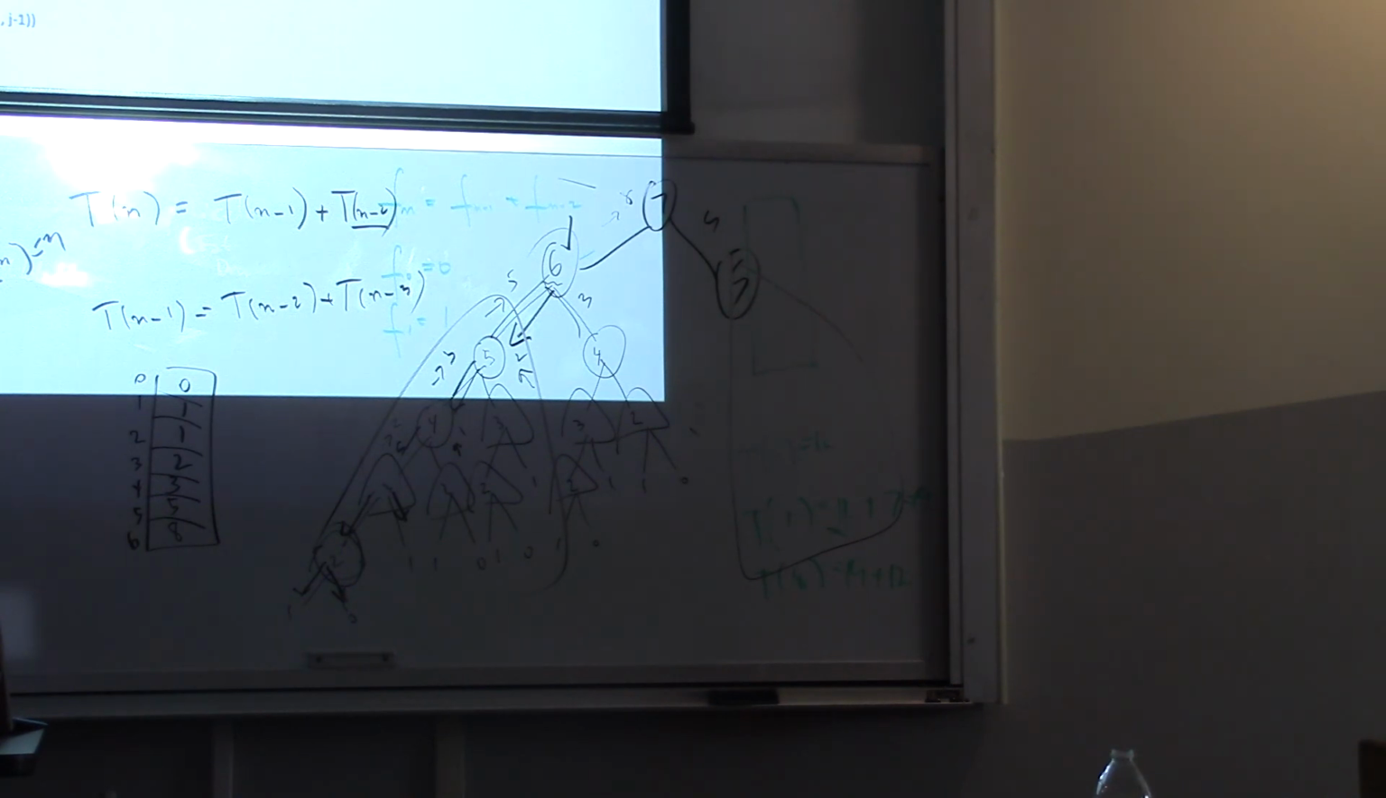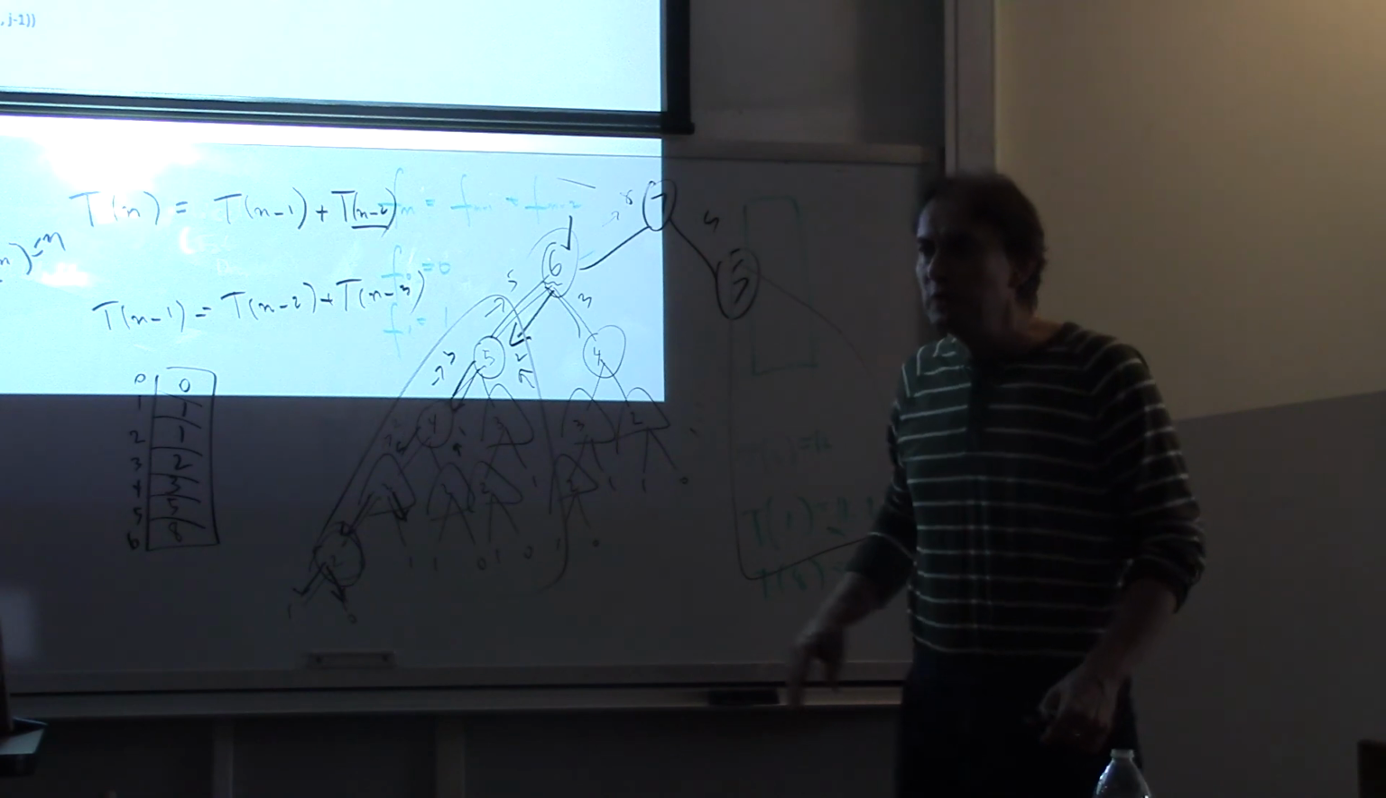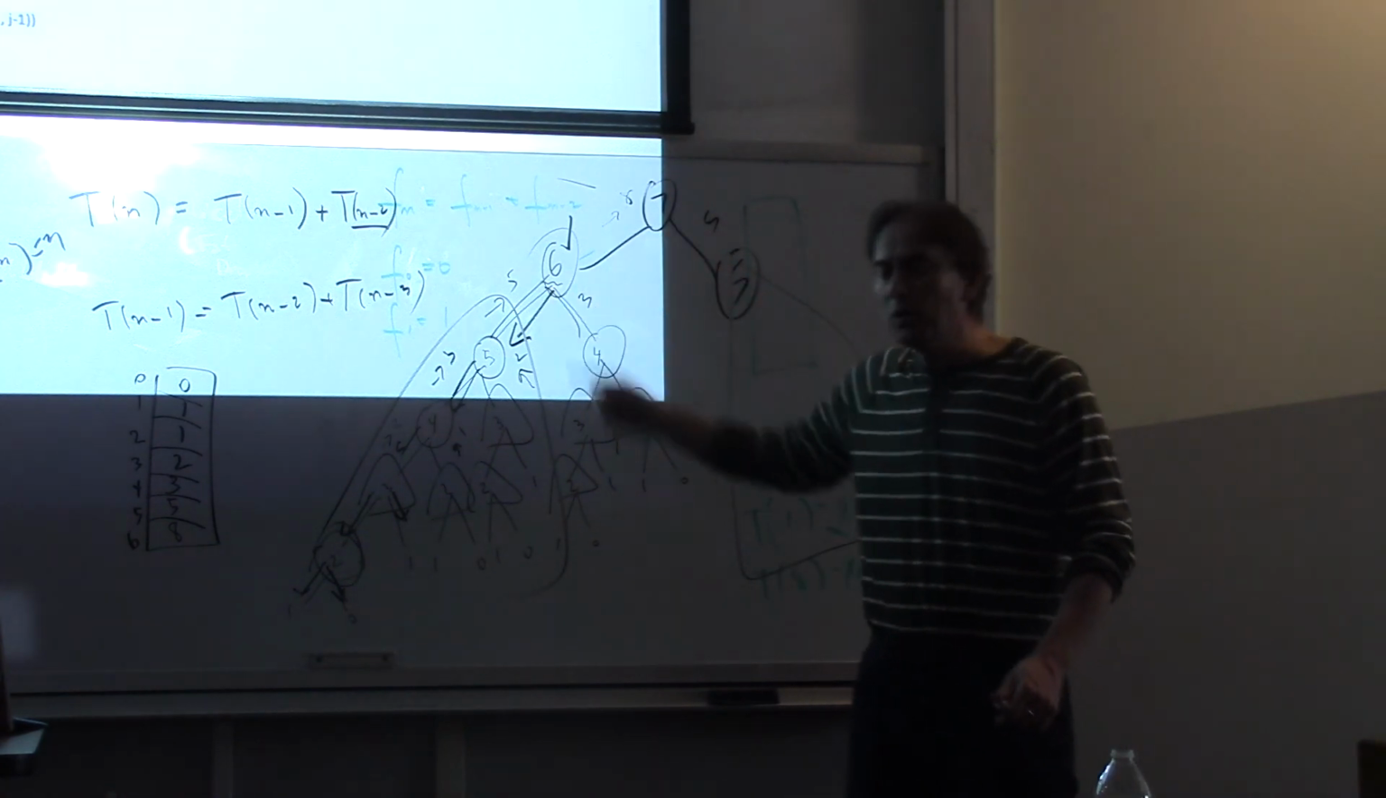Increase for what? I'm sorry. The increase from computing Fibonacci of 6 from scratch versus Fibonacci of 7 from scratch. What does it mean from scratch? There is nothing in the table. From scratch means an empty table, right? So how much more work did I do? Really, the only work I did, I just had one more call.